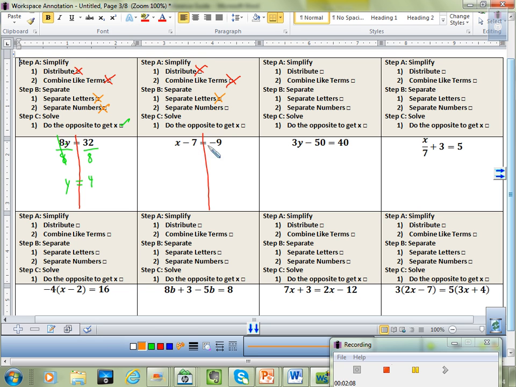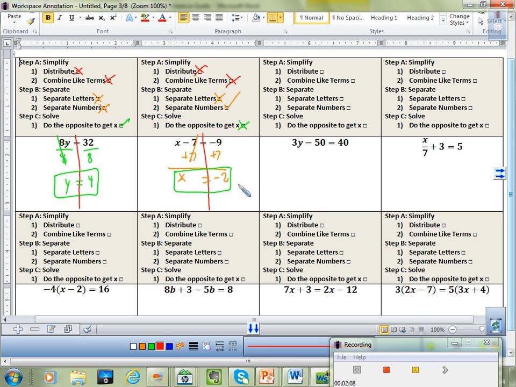Do I want to move the negative 7 or the negative 9? What's the opposite of subtracting 7? So add 7 to both sides. That undoes that, leaves me with X equals, I owe $9, I have 7, I owe 2. So I've separated numbers. Do I need to do step C? No, X is already by itself. This was a one-step equation, so it only took one step to solve. So you got X equals negative 2. Because owing 2 and owing 7 is the only thing that gives me owing 9.